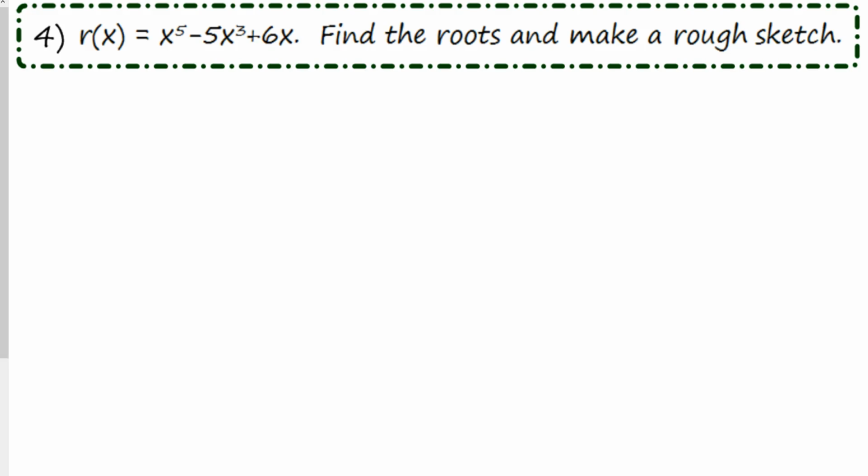Okay, let's do this one. This one is quintic because you have a 5th power. So just like quintuplets would be 5 babies, quintic means x to the 5th is the highest power. Let's find the roots. So we're going to set it equal to 0. We can factor an x out of all of the terms.